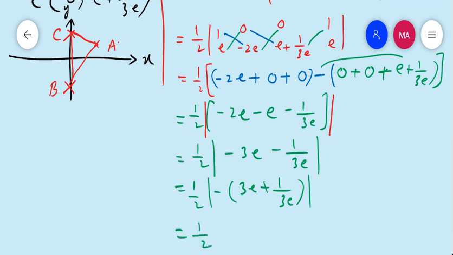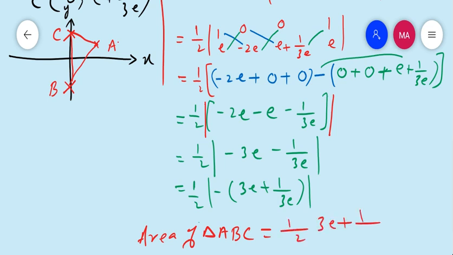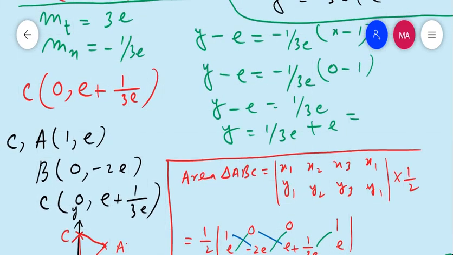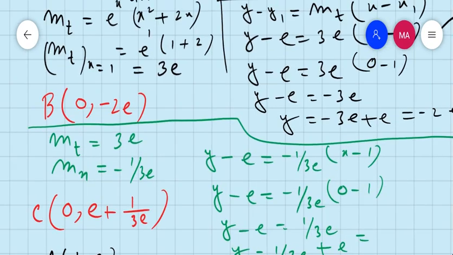And area cannot be negative. Therefore, our final answer of area of triangle ABC is equal to 1 upon 2 (3e + 1/3e). This is our full and final answer. So hope you enjoy this part. A lot of work has been done in this question, a lengthy question, but very easy if your concepts are clear.